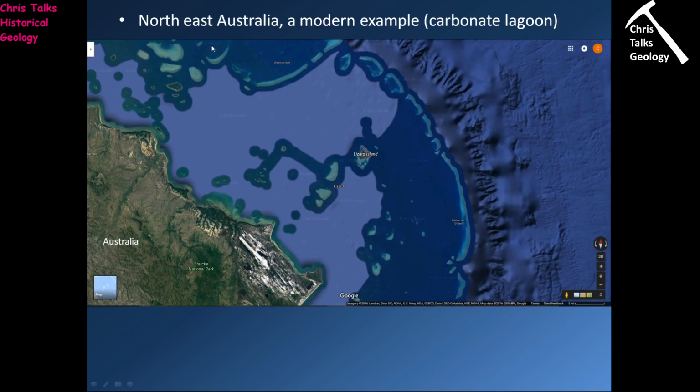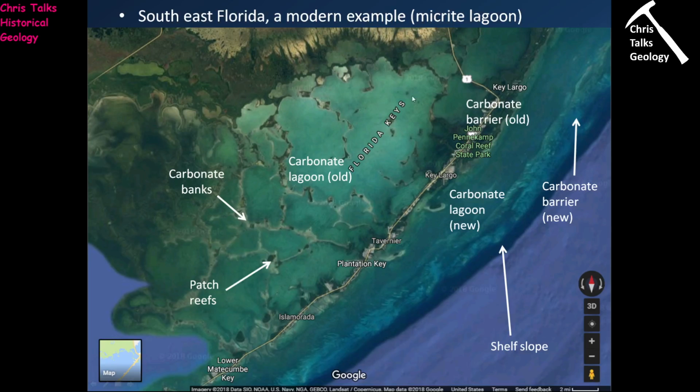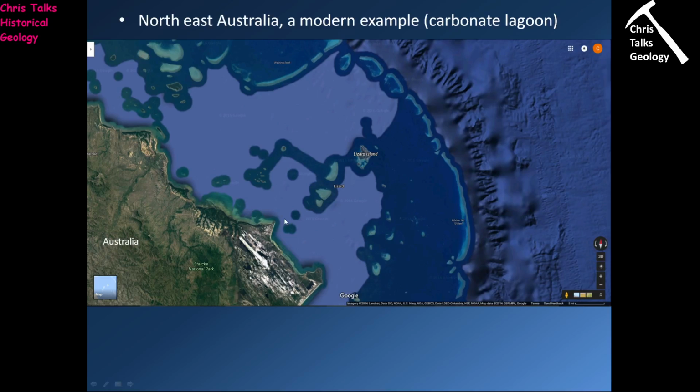So although this area of Australia isn't quite ready yet to be a full-blown carbonate lagoon like we can see here in the Florida Keys, give it a few million years and it will be set up perfectly. That is, of course, assuming the Great Barrier Reef survives.